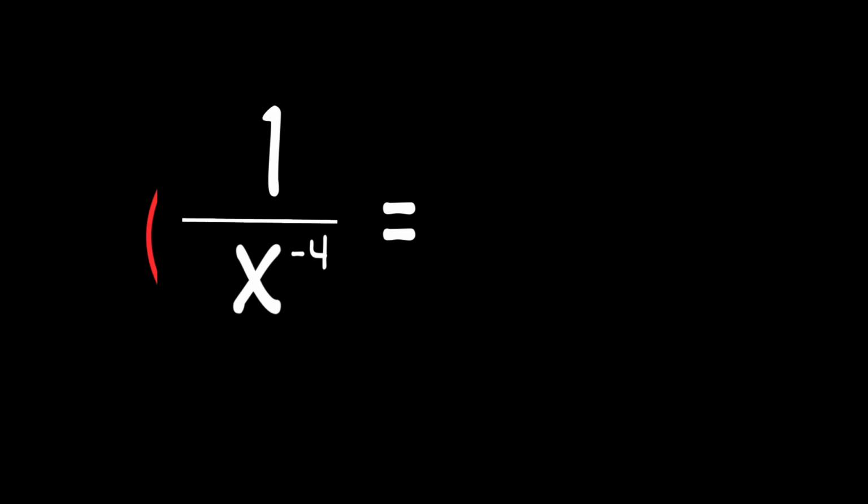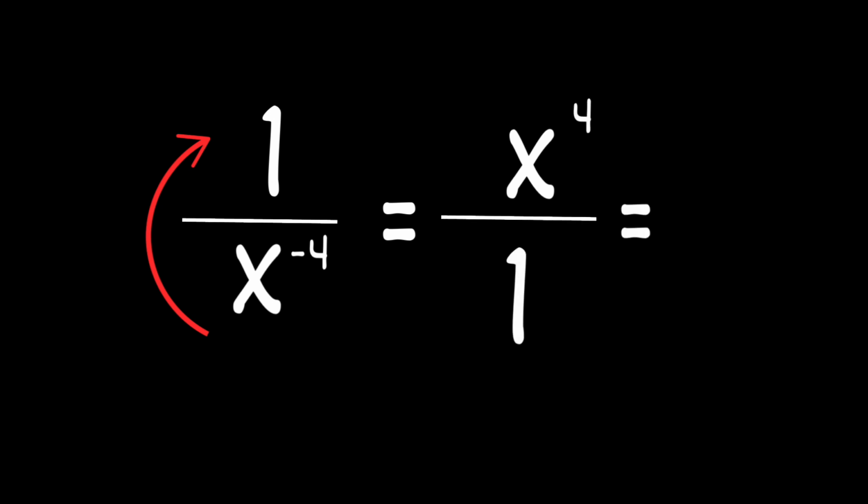Likewise, let's say you have 1 divided by x raised to the negative 4. You can move the x variable to the top, and the exponent will change sign. So it's going to be x to the positive 4 over 1, or simply x raised to the fourth power.